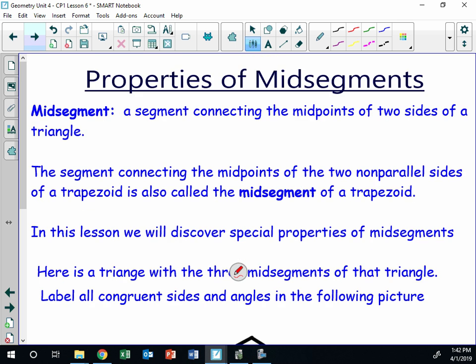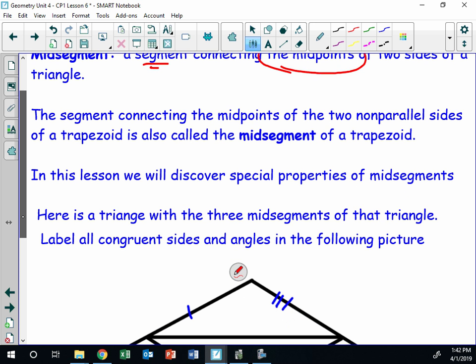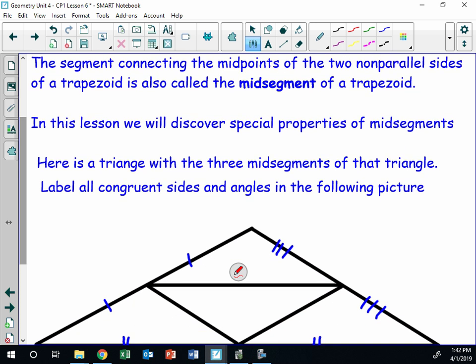So when we look at what a midsegment is, breaking down its name, it's a segment that connects the midpoints of two sides of a triangle or two sides of another shape. Okay, the segment connecting the midpoints of two non-parallel sides, and that's very important when we're working with the trapezoid. So we're looking at non-parallel sides.